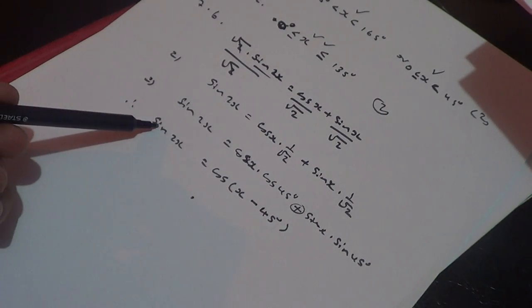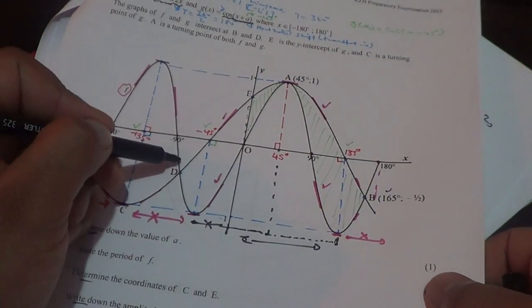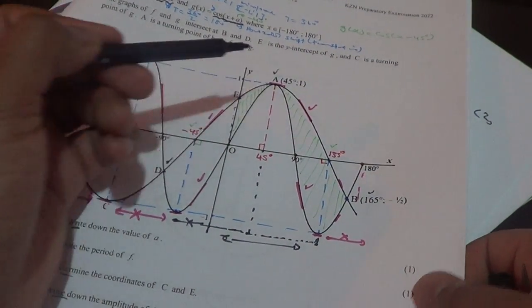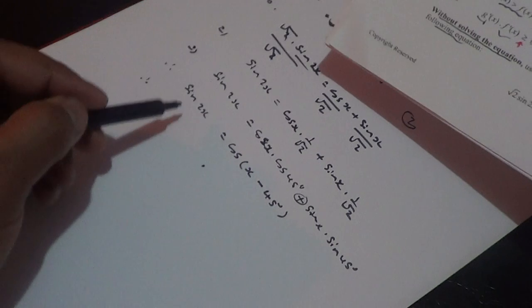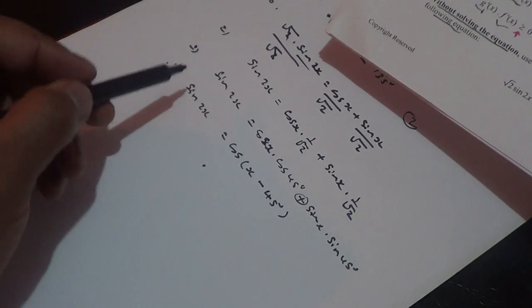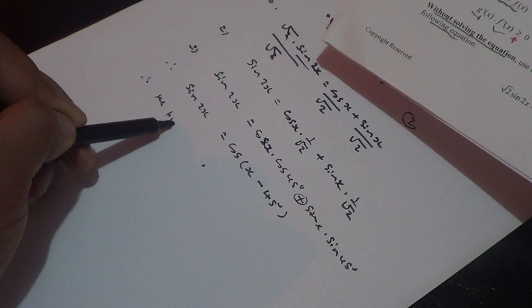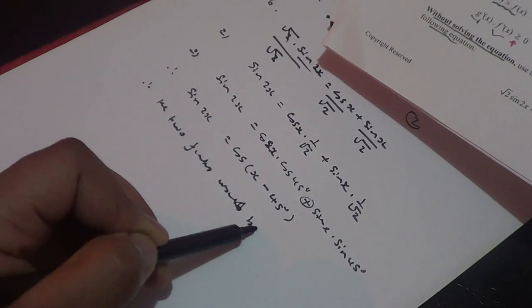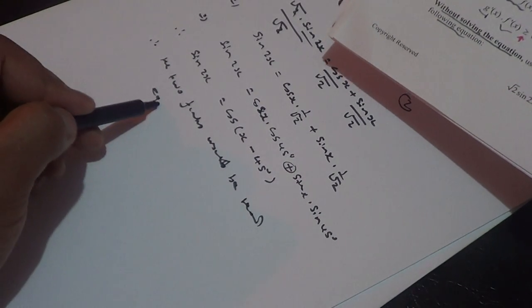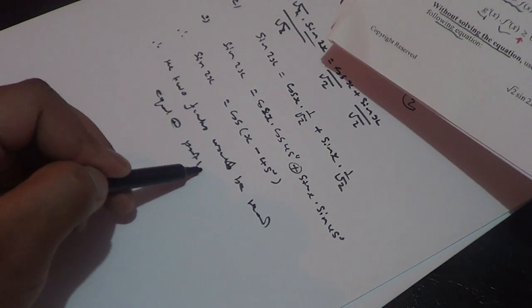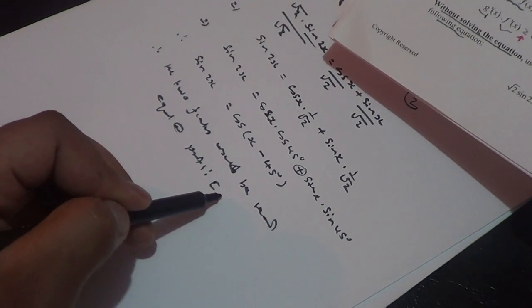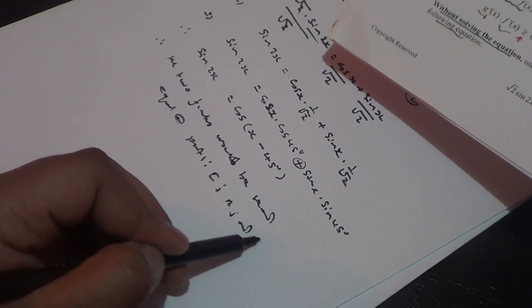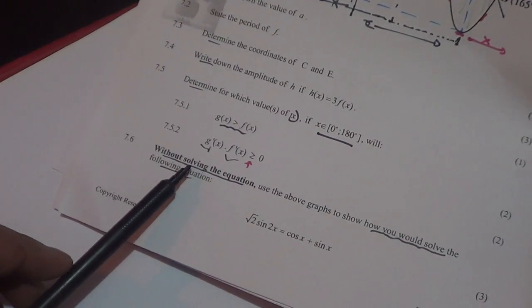This is basically where this is equal to that on the graph. So this is going to be point D, point A, and point B. So you can say, therefore, the two functions would be read equal at points C, A, and B. I think that is the best way you can do it, because I said without solving the equation.